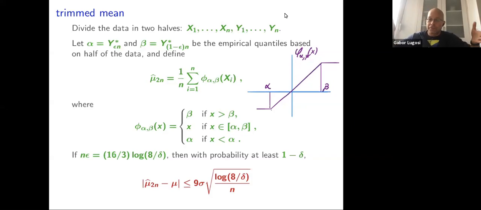So on the first half of the data, we estimate the epsilon and the one minus epsilon quantiles, and we just take all the points that are in between them and take the empirical average. Okay, and the simple inequality is written here, that this estimator is also sub-Gaussian. Okay, exactly in the same sense as the previous one. Okay, we get sigma over root n times log 1 over delta.